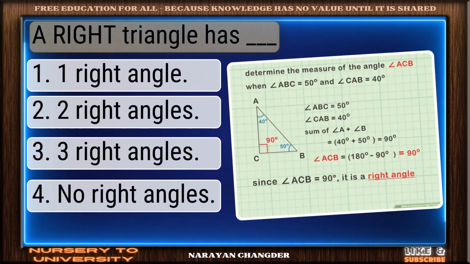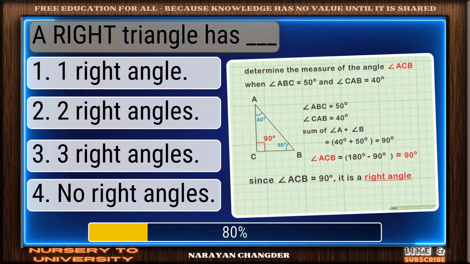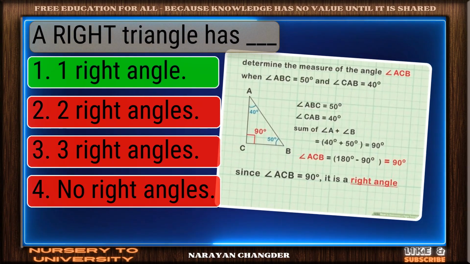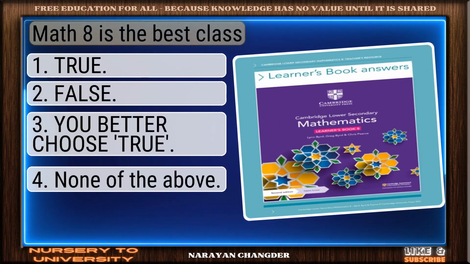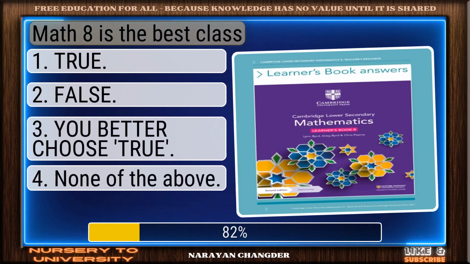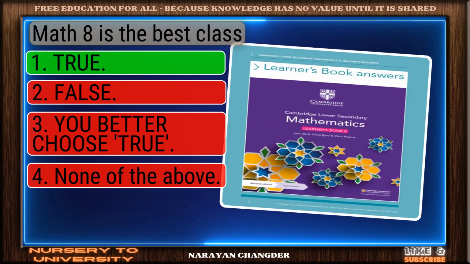Question number 289. A right triangle has dash. Great job. One right angle is the accurate answer. Question number 290. Math 8 is the best class. Good thinking. True is the right answer.